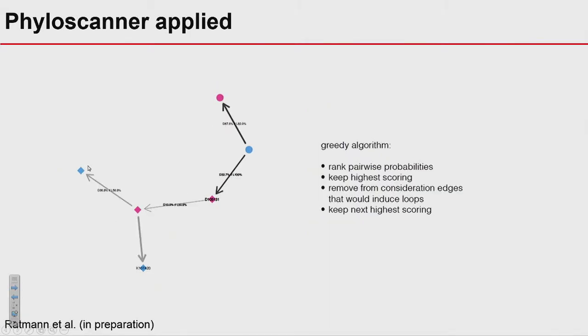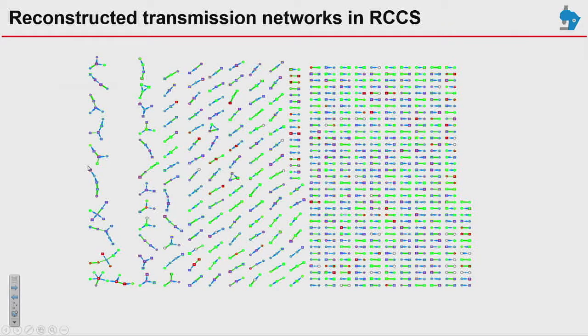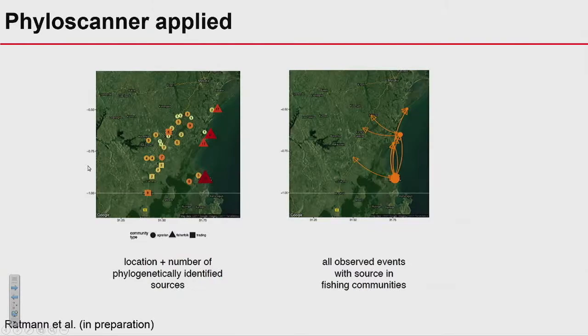And we can resolve those directions using a statistical algorithm. And I won't go into too much detail because we don't have a ton of time. But these were the reconstructed transmission networks we got back from all of those analyses. You can see we didn't really have any very large connected components like we saw in some of Stephane's work.